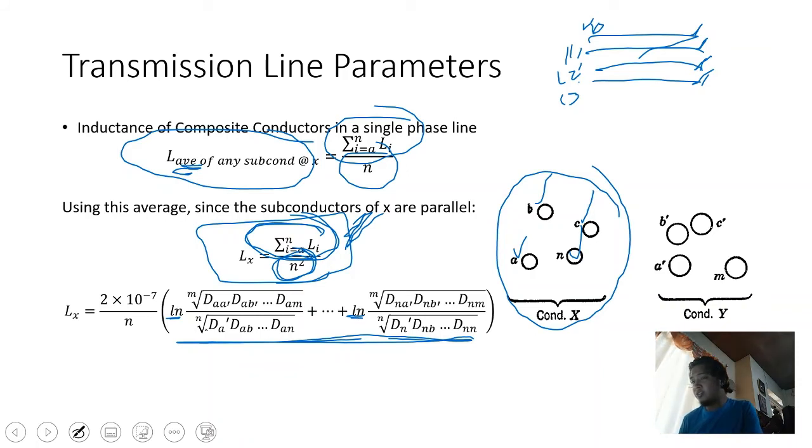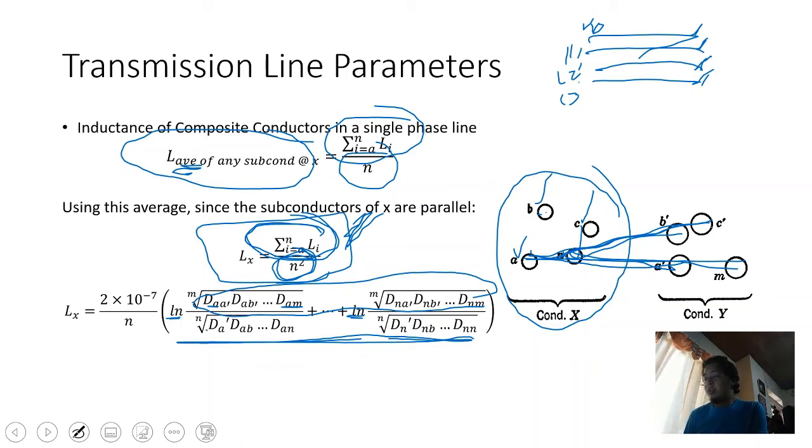For the M truths, it's the distance between A to A prime, A to B prime, A to M. It's basically the distances here, here, here, and here multiplied. B to A prime, B to B prime, B to C prime, B to M, up to N to A prime, N to B prime, N to C prime, N to M. So that's basically all of those within M truth.